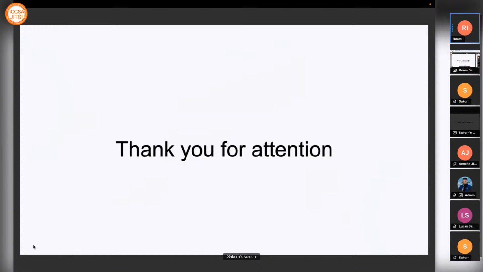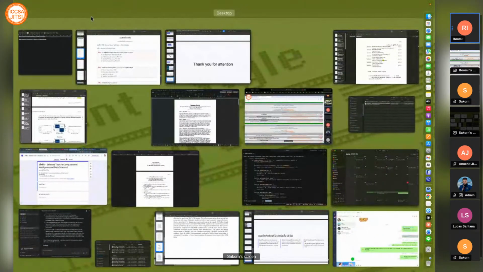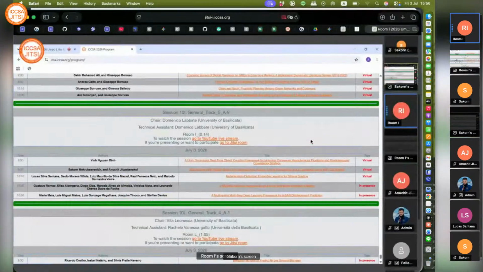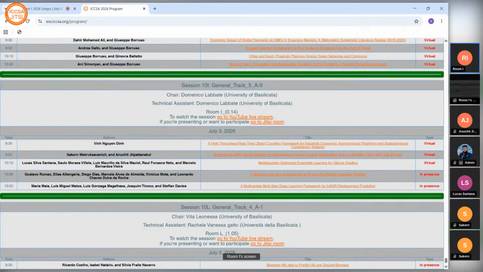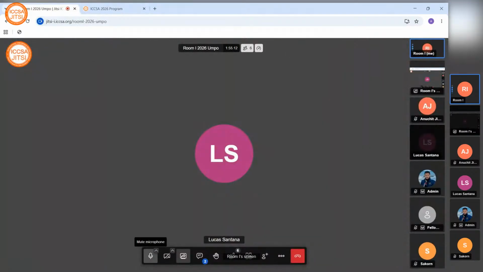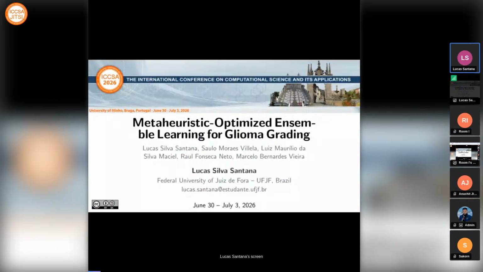The next speaker will be one of the Brazilian guys, I guess. So Lucas, which one is speaking? Lucas, can you hear me? Yes. You speak about metaheuristic optimized ensemble learning. I put the microphone on mute because it creates problems. Okay, I will share my screen now. You have 15 minutes plus any questions. Can you see my screen? Yes. Sure.